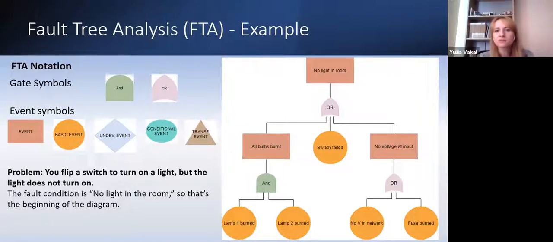If all bulbs burned, here we have AND, because we have one lamp and we have two lamps. If we go another route, no voltage input. The switch fault is actually a basic event, we don't need to add anything to this. For no voltage input, we have two ORs: no voltage network, or no fuse point. And then you can drill down again. That's just a very high level view.